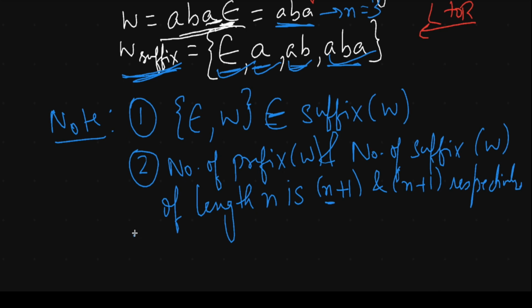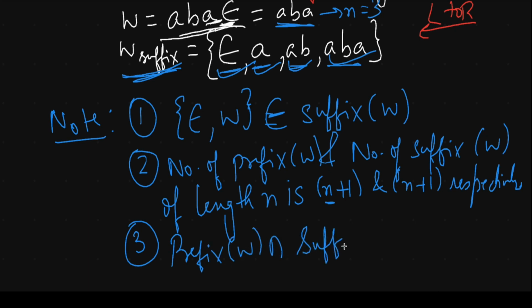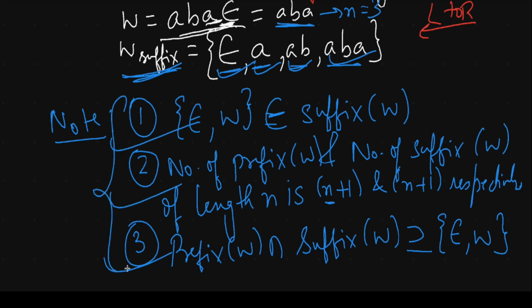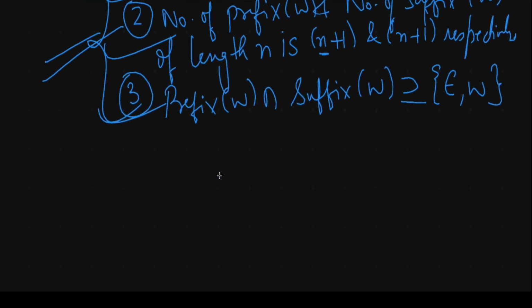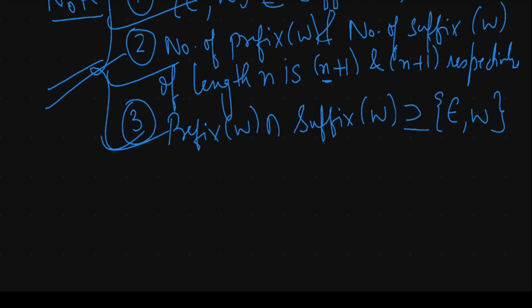And the third important point is that prefix of W intersection with suffix of W, that is common strings in prefix and suffix, will be a subset of epsilon and W. Okay, so these are three important points which you have to remember, which will be very beneficial while solving the questions we will face in the next some topics.